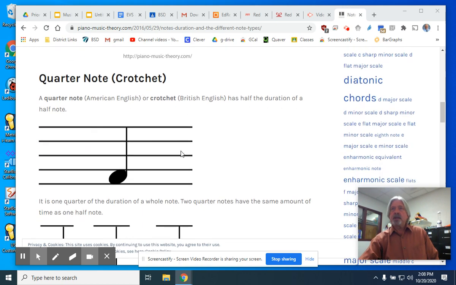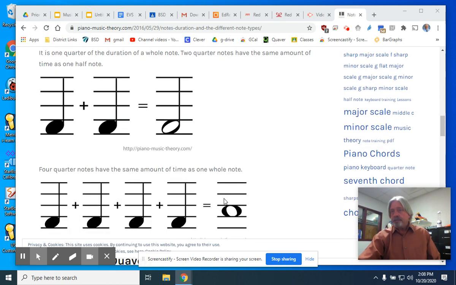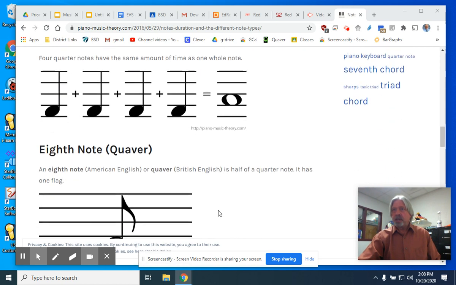Then there is the quarter note or the crotchet, as they say in England. Quarter note, it is 1/4 of the duration of a whole note. So two quarter notes have the same time as a half note. So quarter note plus a quarter note equals a half note. If you added those four notes together, you would have a whole note. Or you could go 1, 2, 3, 4. And again, that equals the same thing as a whole note.